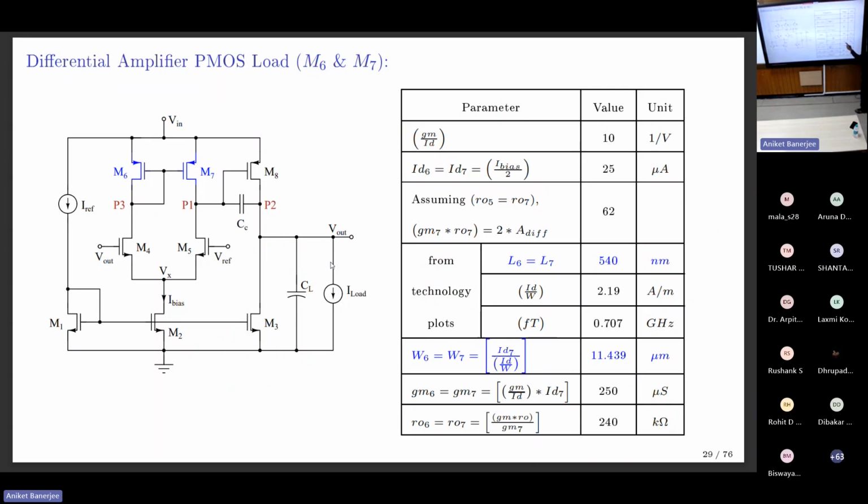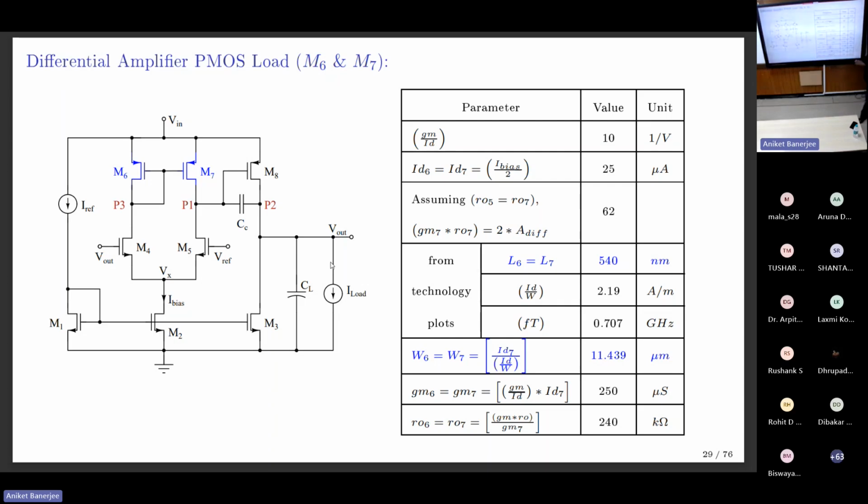ID by W is taken from tech plot, FT taken from tech plot. From this you calculate the width of the P-MOSFET, which is the 25 microampere current divided by 2.18. GM is known, which is from the GM by ID. This is the GM of the P-MOSFET. RO is the same as RO5, which is 240 kilo ohm.